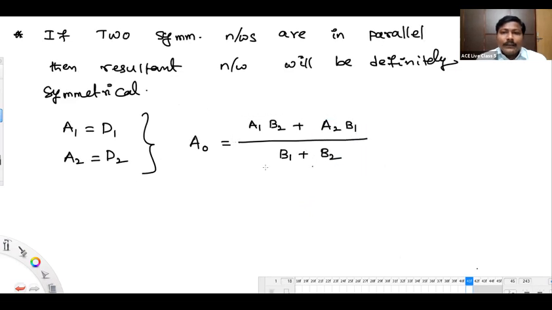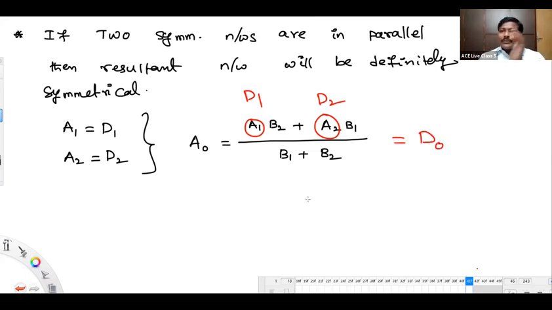It's a formula for A0. Now, whatever A1 you have, replace it with D1. This A1 you replace with D1, A2 you replace with D2. What will you get now? D1 B2 plus D2 B1 by B1 plus B2. This is the value D0.